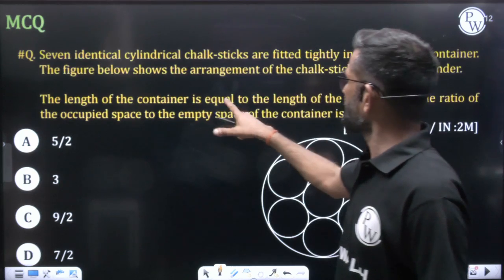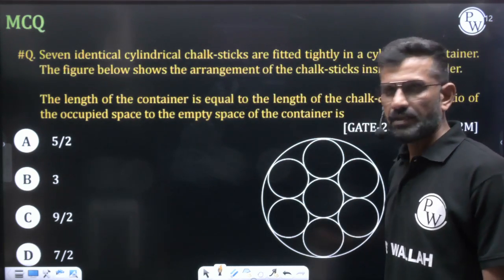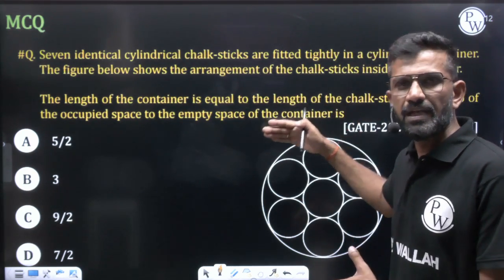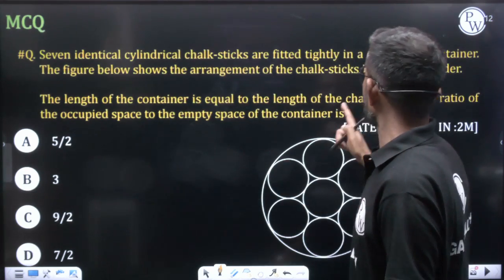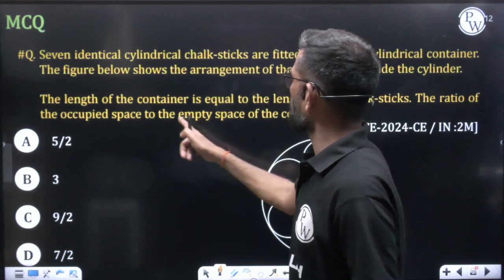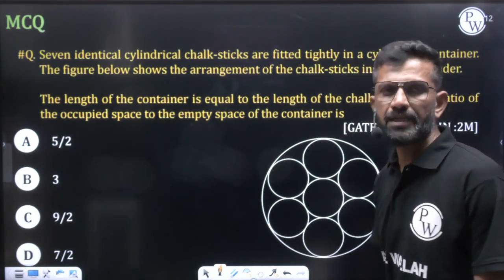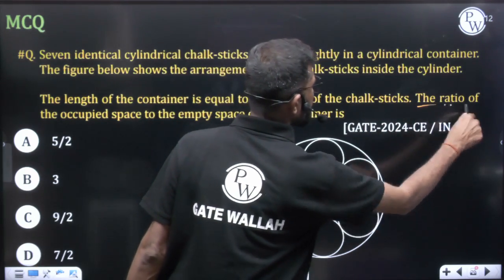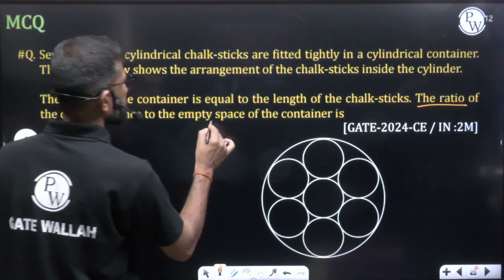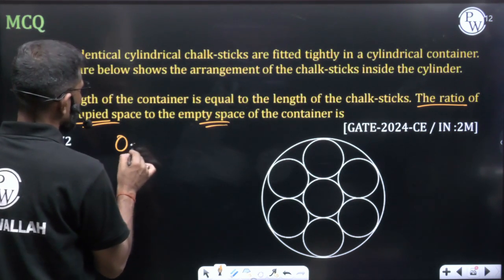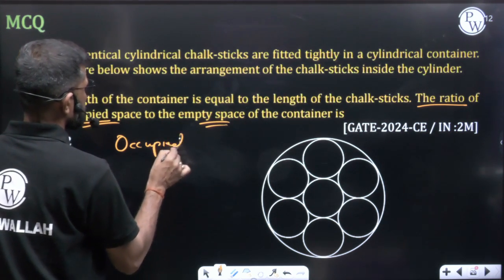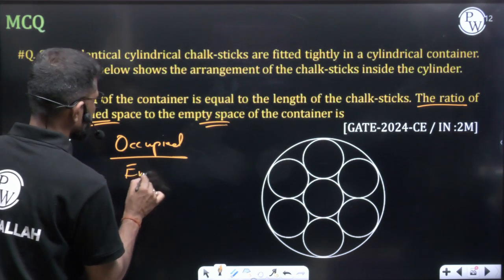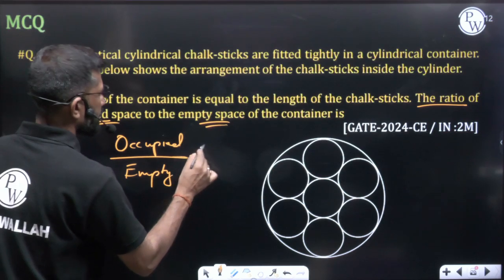The length of the container is equal to the length of the chalk stick. So whatever is the length of the cylinder, the same is the length of the chalk piece as well. The ratio of the occupied space to the empty space of the container is... So they are asking us the ratio of occupied space to empty space. So occupied space divided by empty space. This is the ratio they are asking.